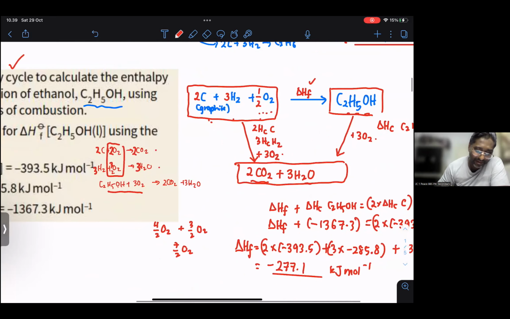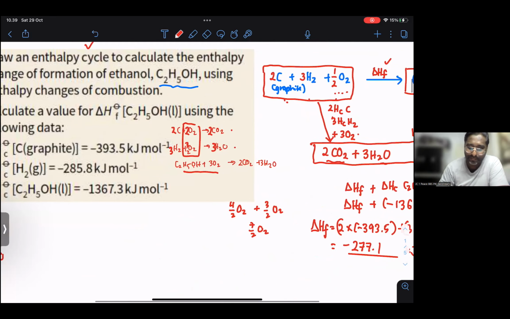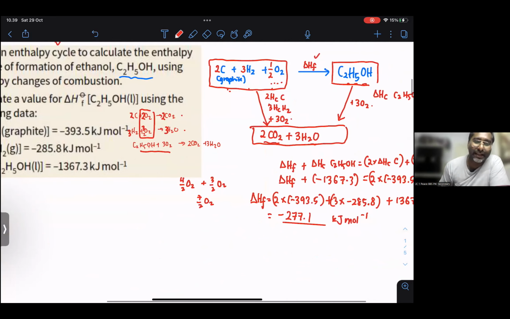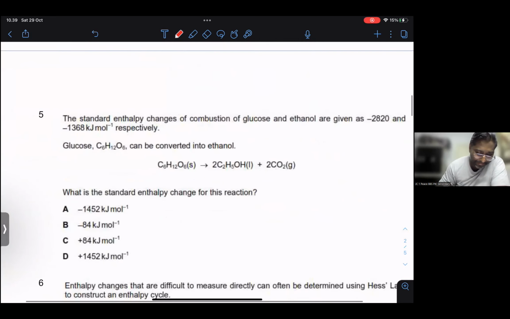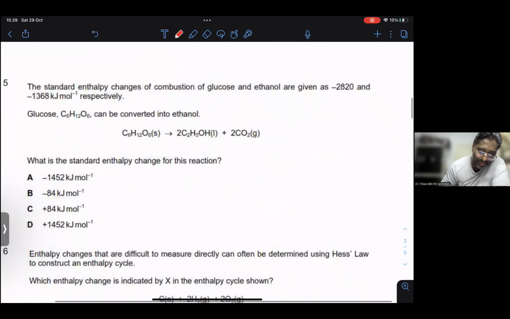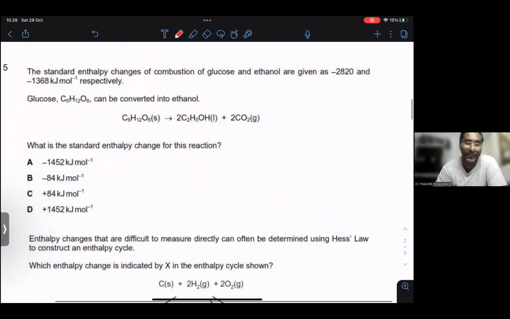Because they asked me to draw the enthalpy cycle, I need to use this method, which is method 1. So please take note of that. Now in the exam paper, sometimes in paper two, they do force you to use a specific method. But it doesn't matter what method you use, if you can get the answer, then it's good.